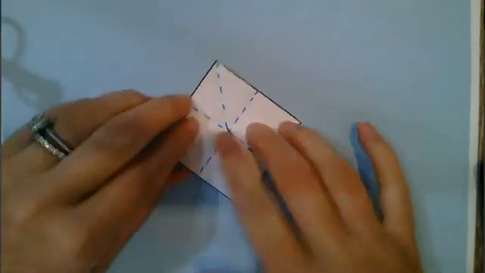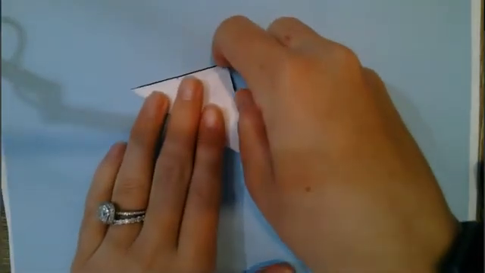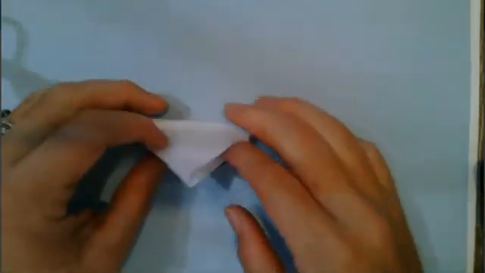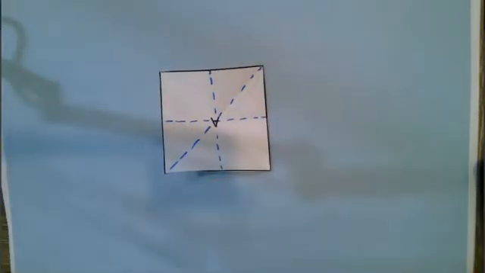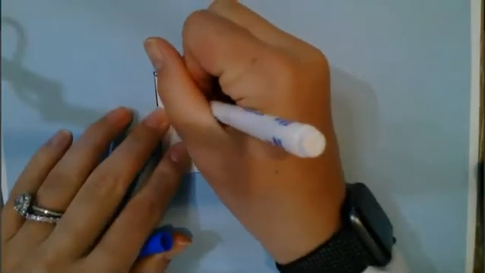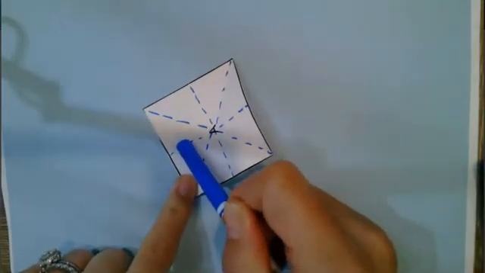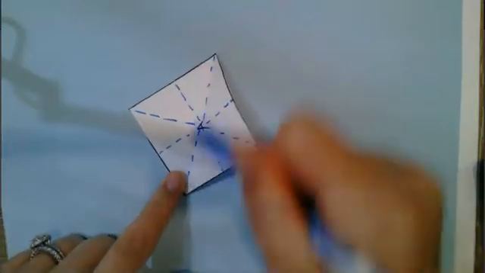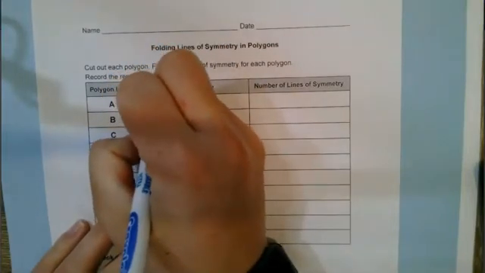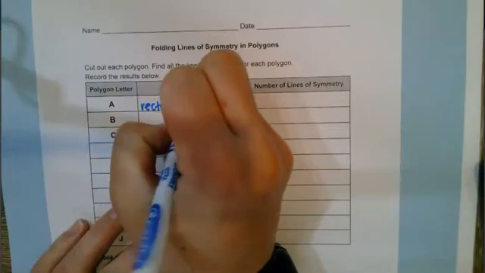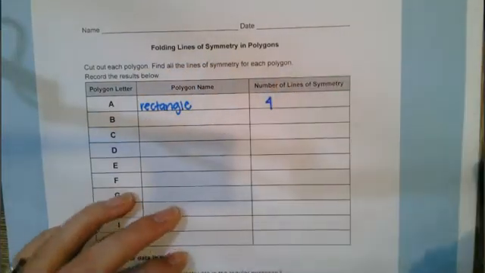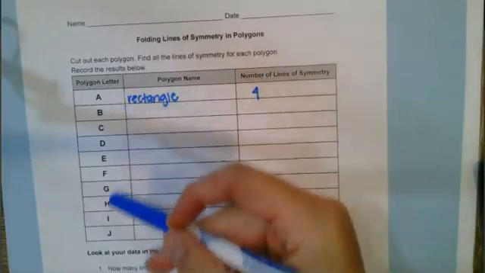So if that way matches, then I could probably do my other diagonal. And yeah, I can see that I have two equal sides there too. So this shape had 1, 2, 3, 4 lines of symmetry. So I would take my paper here. I would title my polygon a rectangle or a square. Remember, a square is a rectangle and it has 4 lines of symmetry. You're going to do that for all of these different polygons.